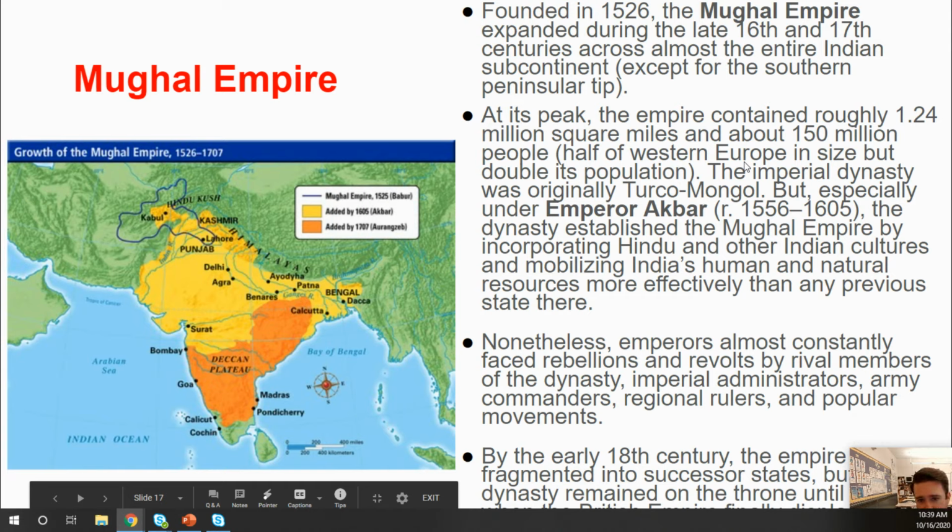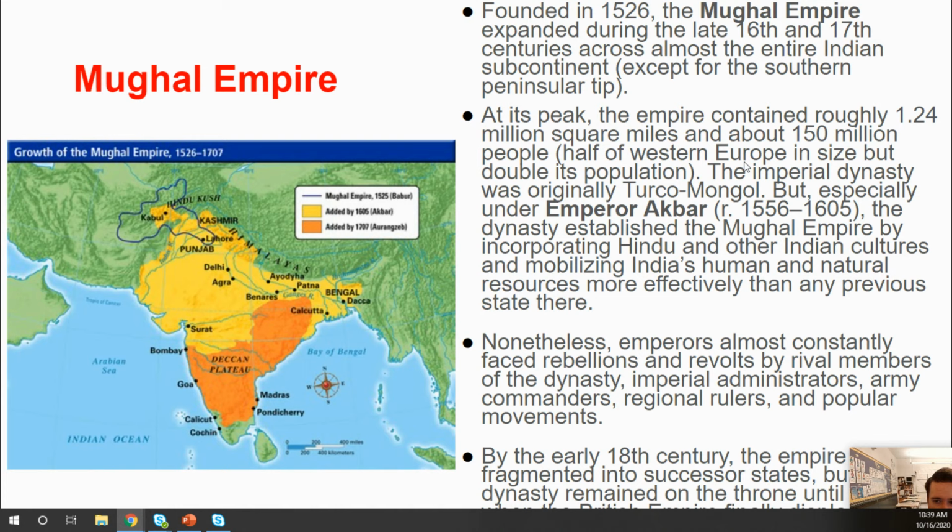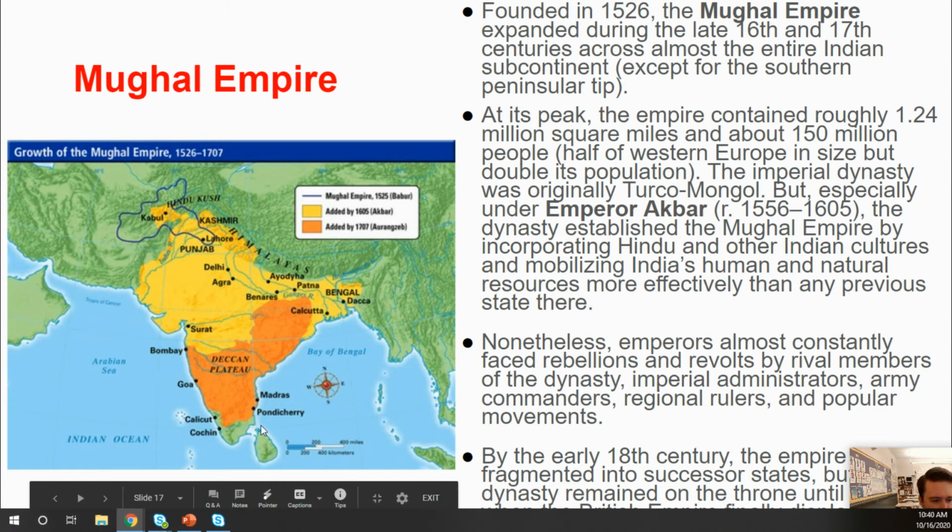Okay, so it's founded in 1526, and again, it kind of comes out of the Tamerlane empires themselves, but expands during the late 16th and 17th centuries and starts to expand into the subcontinent of what we know as India. At its peak, you can see that it included all of these territories right here, which is the vast majority of India. This area always never gets conquered, it seems, in Indian history.